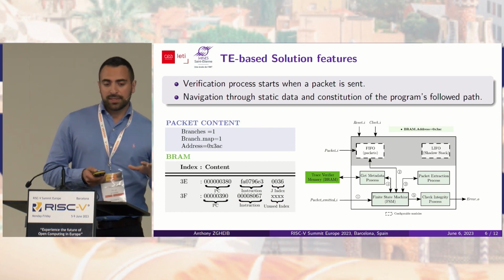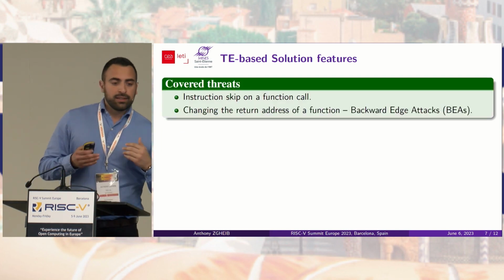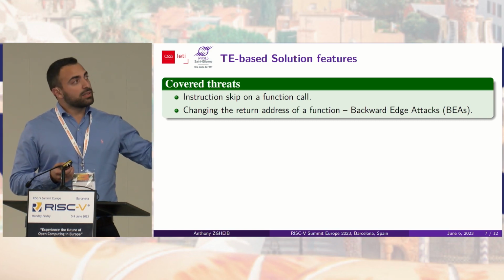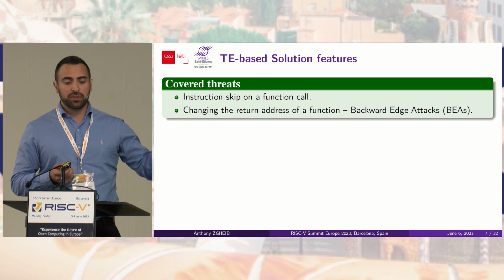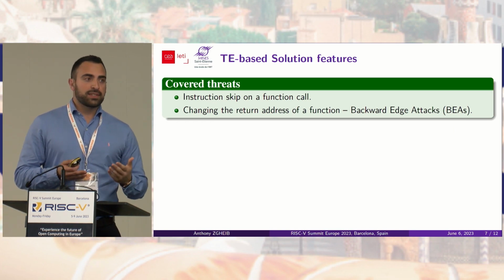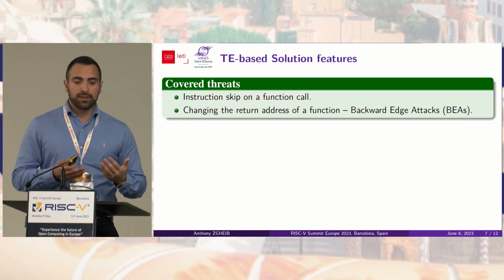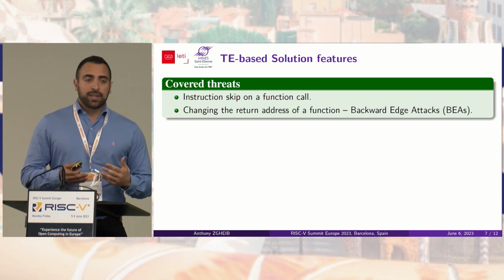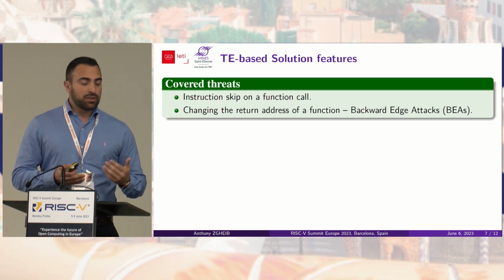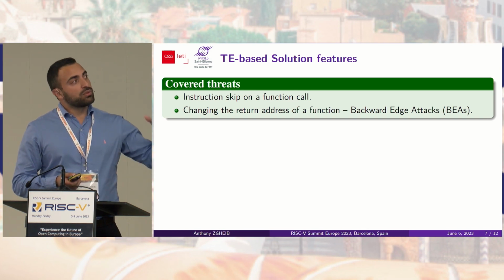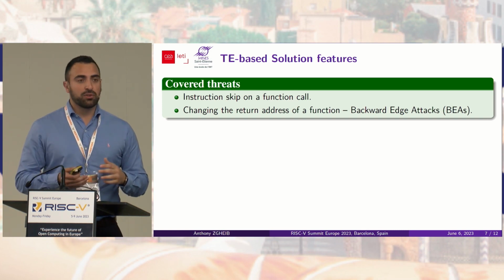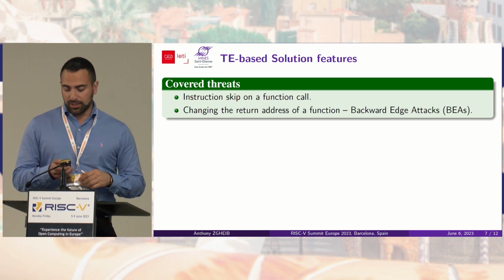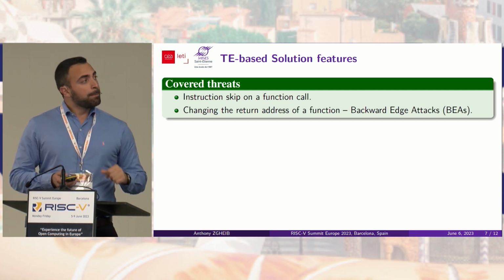So with this approach, we can detect fault injection attacks, so attacks skipping a function call. This is because the trace encoder will generate other packets that are not attended by our trace verifier. And also we can detect changing the address of this function, and we are able to do so by using the shadow stack in our trace verifier. So here I put an example of a backward edge attack.